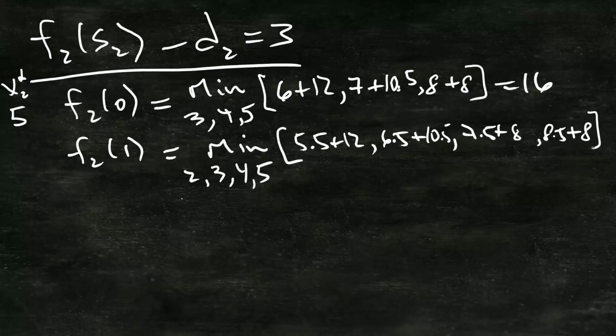So here we have 17.5. Here we have 11, 17. Here we have 15.5. And here we have 16.5. So we now find that it's advantageous to do something in the middle, which is to generate 4 units for a total of 15.5.